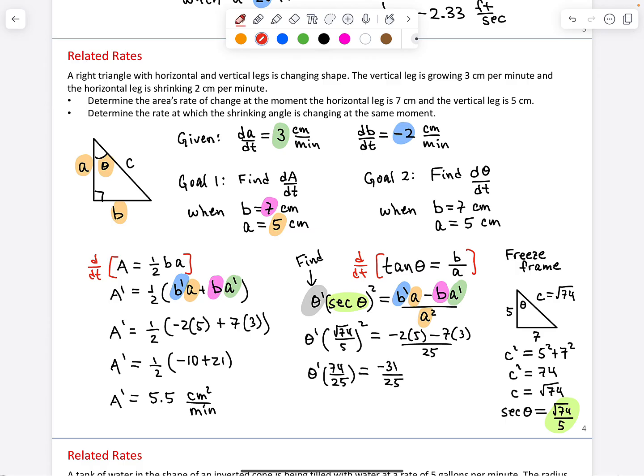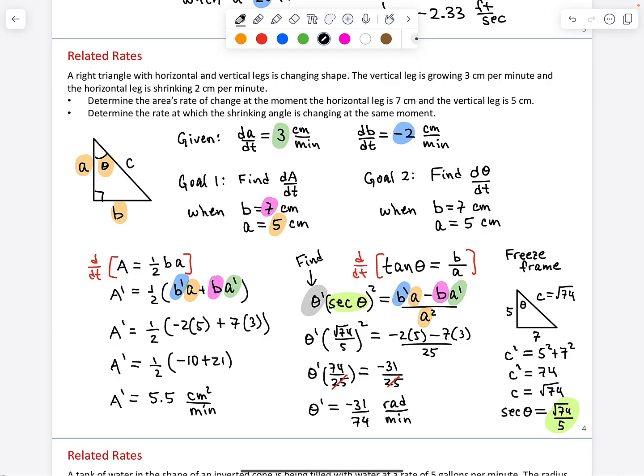I can multiply both sides by 25 right now and cancel these. And now just divide by 74, and we get -31 over 74. Negative because theta is decreasing as expected. Now the units here will be units of the angle. And whenever you do calculus with trigonometry, we're always measuring angles in radians. So this would be a radian per, and then the same unit of time before, which is minutes.